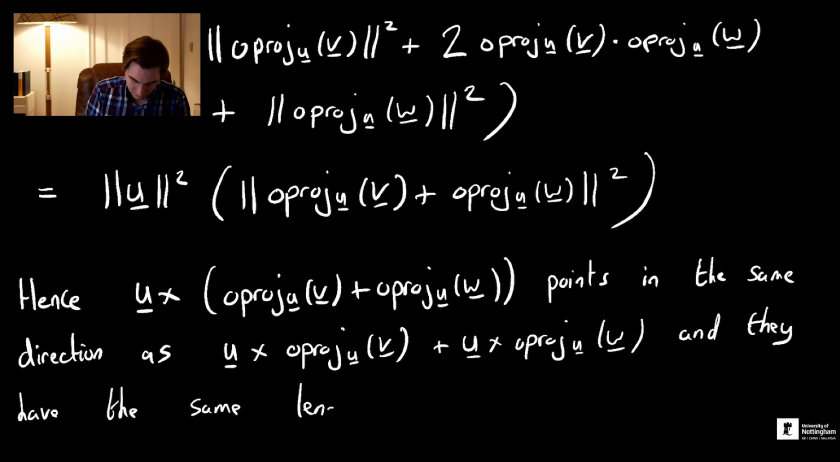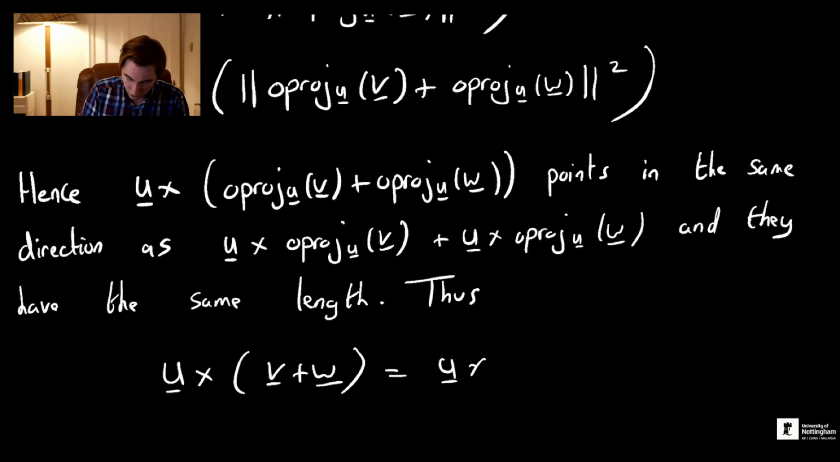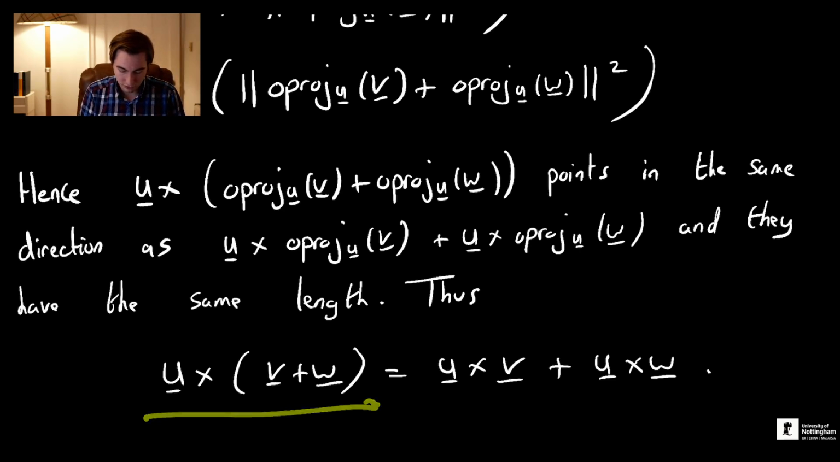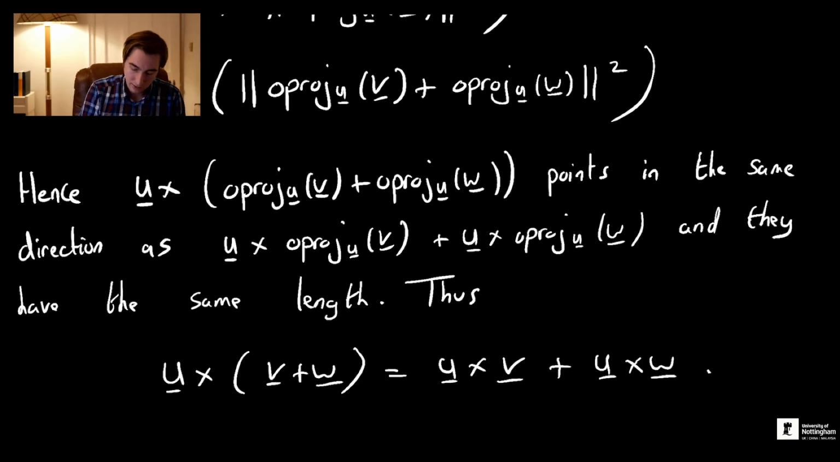Thus, our overall result is proven. In other words, u cross v plus w was the same as u cross the orthogonal projections, and we've deduced that the orthogonal projections are the same, so that is the same as u cross v plus u cross w. So we've written this as equal to u cross the orthogonal projection of this thing. We deduced that the orthogonal projections were the same as this thing here, and therefore these two things must be equal. So that was a rather long proof, but that's proving the distributivity of the vector product.